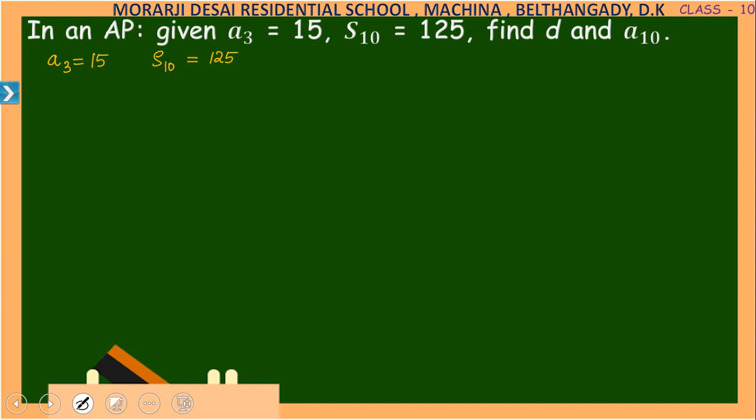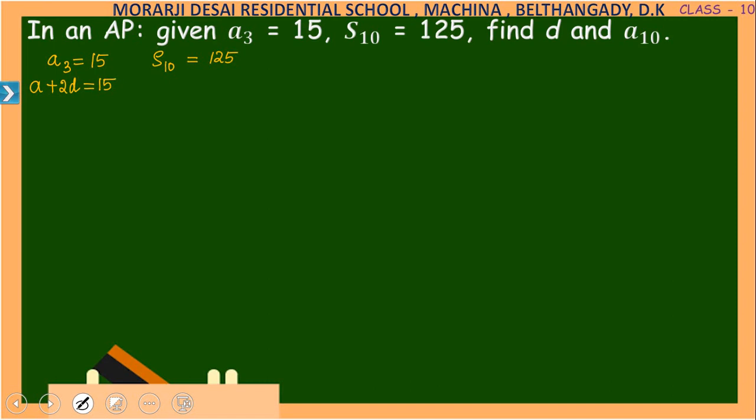See, a3 is equal to a plus 2d is equal to 15. We don't have a and we don't have the value of d also. So we have to keep it as it is.